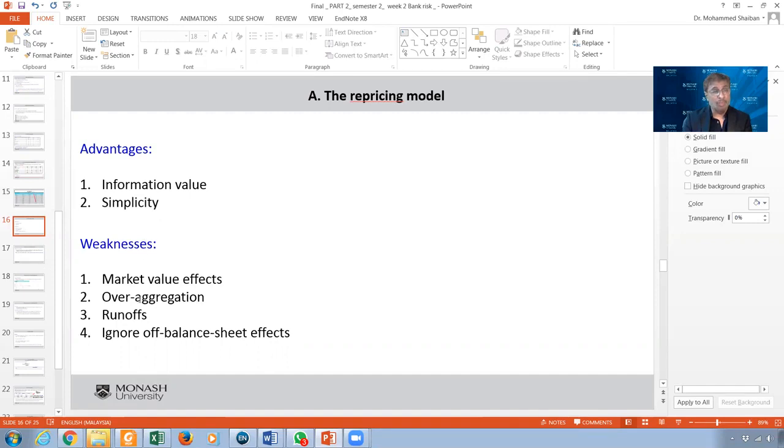Now, the weaknesses of this is its market value effect. It doesn't take into consideration the cash flow. And it makes what we call over aggregation. And also it misses some things, run-ups. And for sure, it ignores the off-balance sheet effect, which I already explained before. Let me go over this one by one.